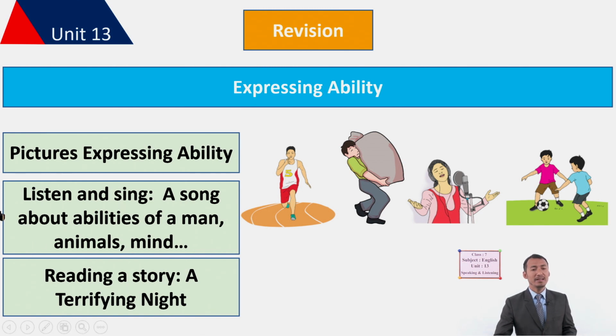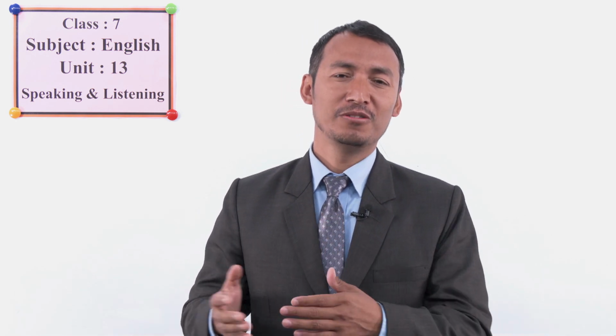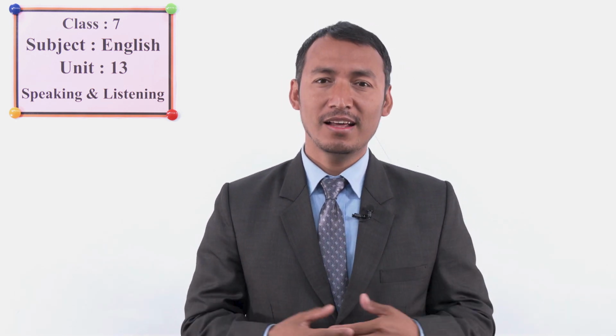Then we did another exercise that was listen and sing, and it was again about expressing abilities of a man, girls, children, or animals. Students, I hope you remember those abilities. For example, a man can claim that he can fly or do something, or a girl can chat or something else. Do you remember that poem? You can check that again and find out what the abilities there are.